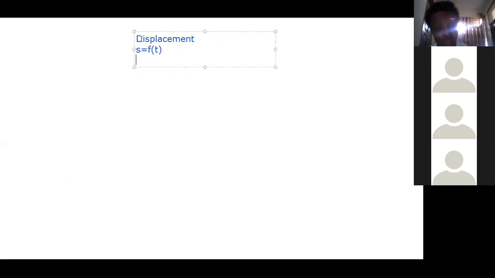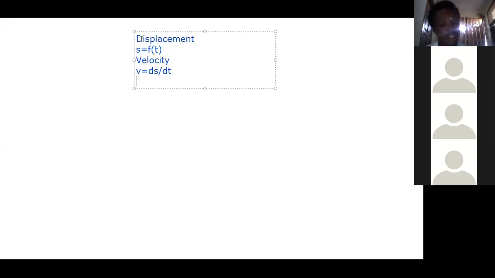Now from there, we can also talk about velocity. Velocity of a moving particle is the time rate of change of displacement. So we already know that velocity v can be given as ds/dt. Do you agree? Yes. The ds/dt means changing distance or displacement over changing time.